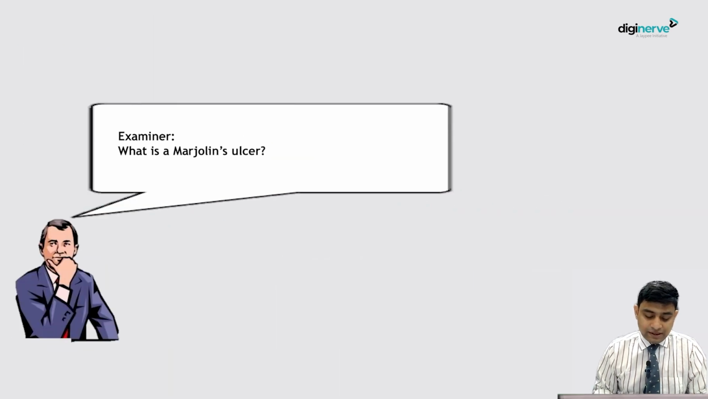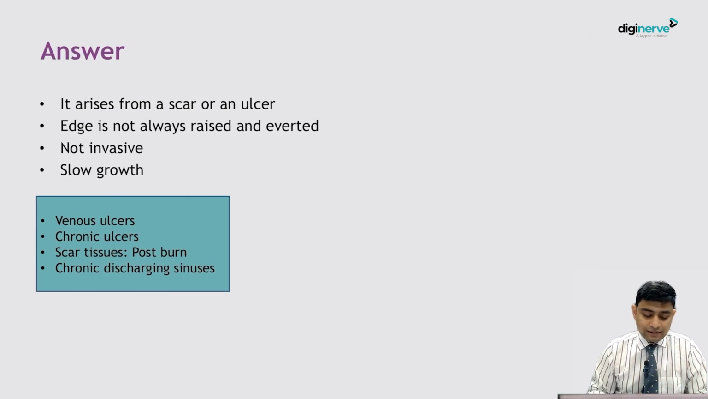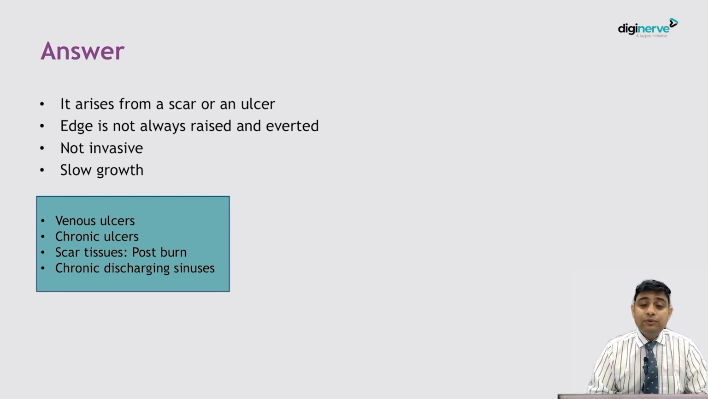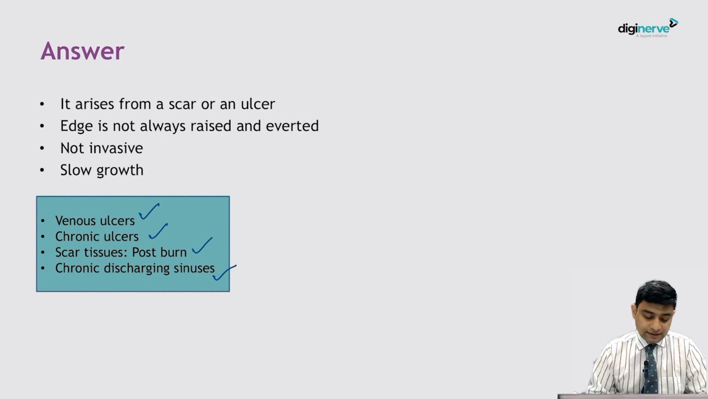Okay, the examiner asks us now, since we've given a hint that it's a Marjolin ulcer, what is a Marjolin's ulcer. A Marjolin ulcer is an ulcer that appears due to chronic inflammation, maybe from a burn, maybe from an old scar, or maybe from an infected source that keeps on getting inflamed over and over again, like in venous ulcers or chronic ulcers or in burns or even chronic discharging sinuses. Now there were a few characteristic features of this ulcer where it arises from a scar or an ulcer. The edge is not always raised or everted. It is not invasive, and it has slow growth.